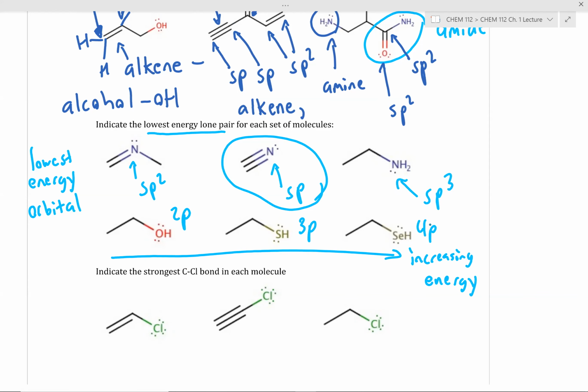Okay. So which one would we circle? What's the lowest energy orbital? OH, yep. Perfect. So we're applying, yes?